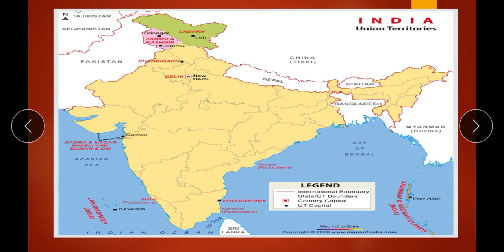You can see here the narrow strip of water body is known as strait. What is a strait? A narrow strip of water body that separates 2 large landmasses is known as a strait.